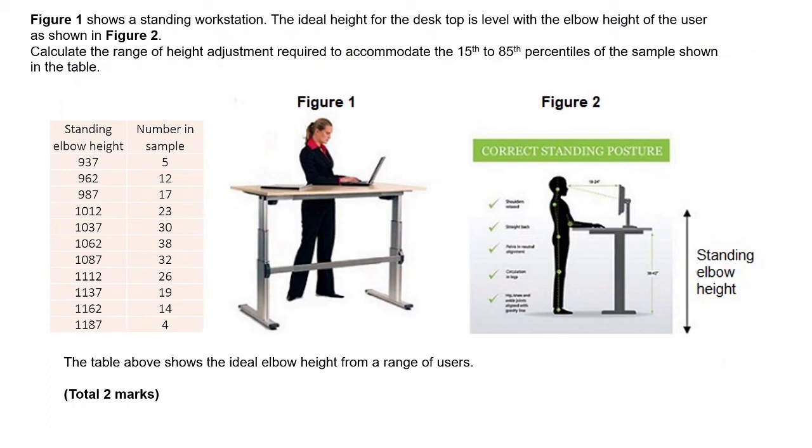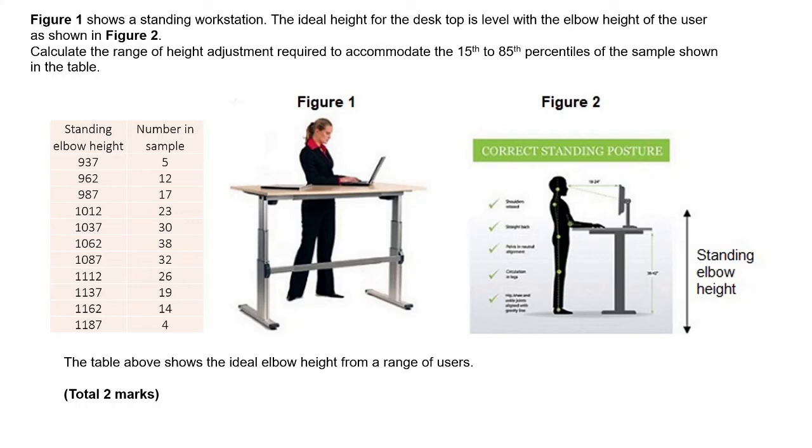Okay, figure one shows a standing workstation. The ideal height for the desktop is level with the elbow height of the users as shown in figure two. Calculate the range of height adjustments required to accommodate the fifth to 85th percentile of the sample shown in the table. The table above shows the ideal elbow heights from a range of users.